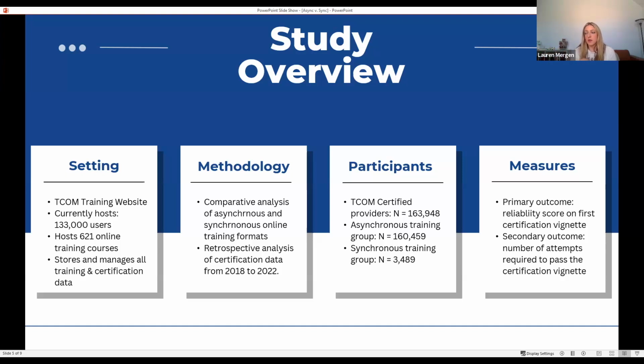So our methodology was a comparative analysis of asynchronous and synchronous online training formats. We did a retrospective analysis of certification data from 2018 to 2022. Now, the person who actually did our analysis, Gavin Ryan, used to work at the center. However, he got a fantastic opportunity in Washington, so he has left. So I wouldn't be able to answer too many data analytics questions, but I can certainly answer some.